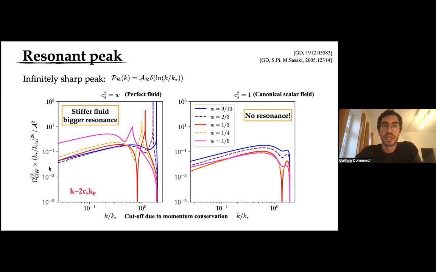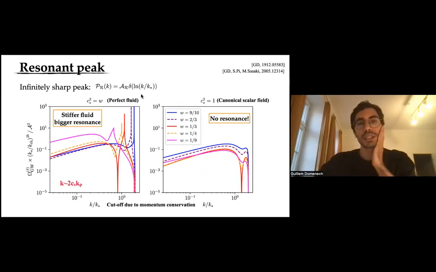And if you are in radiation domination, you will have this red line here. You have a resonant peak at 2 times CS, the peak of the primordial spectrum. This resonance is because, if you look at the equations of motion, oh my God.